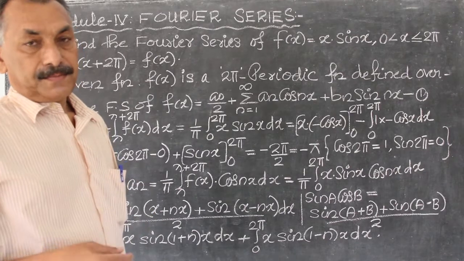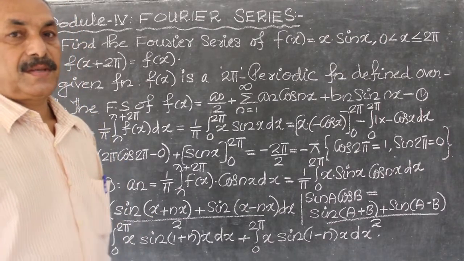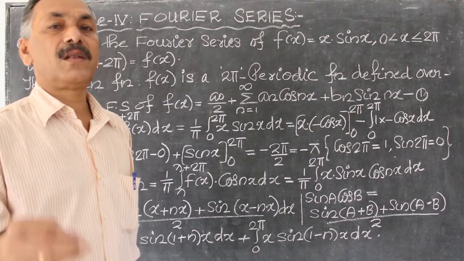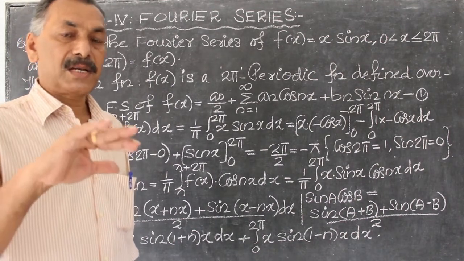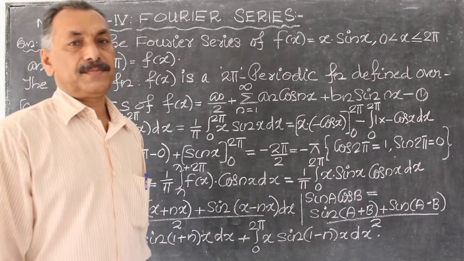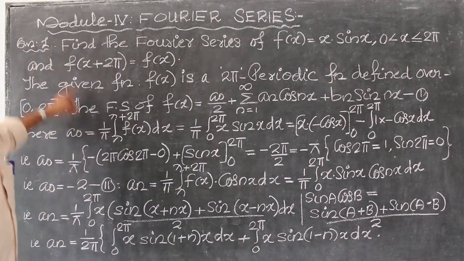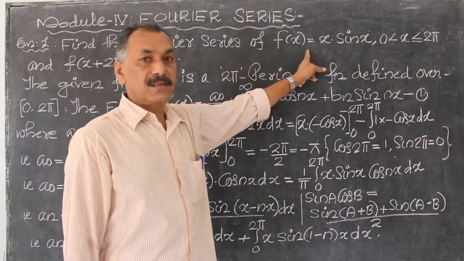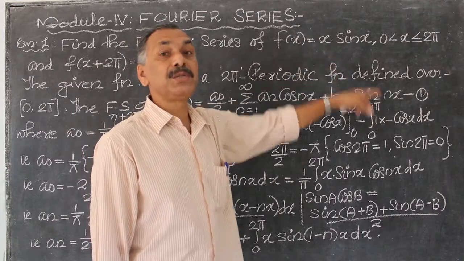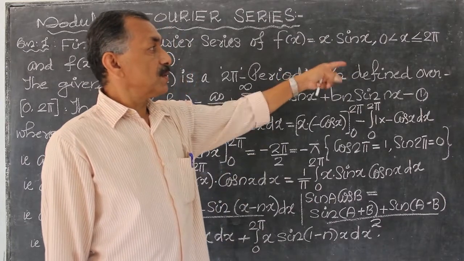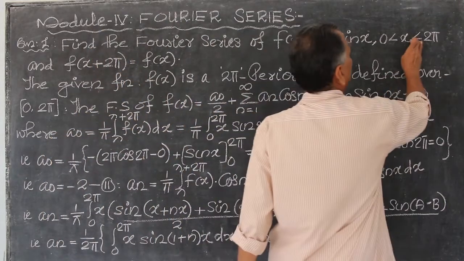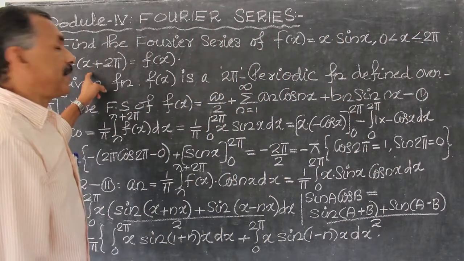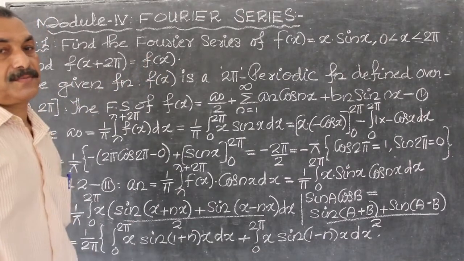Consider this problem of Fourier series: a 2 pi periodic function defined over any interval of length 2 pi, that is lambda to lambda plus 2 pi. Find the Fourier series of the function f of x defined by f of x is equal to x sin x, where 0 less than x less than 2 pi, and f of x plus 2 pi is equal to f of x.